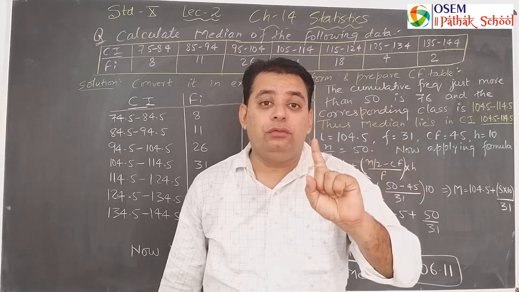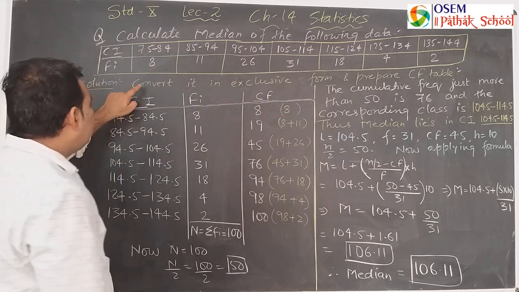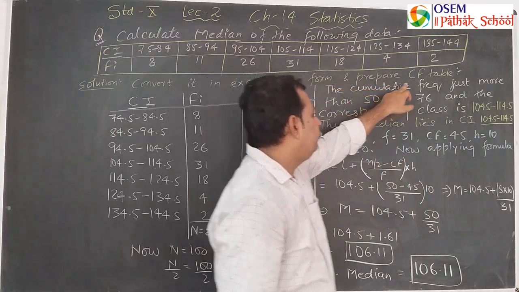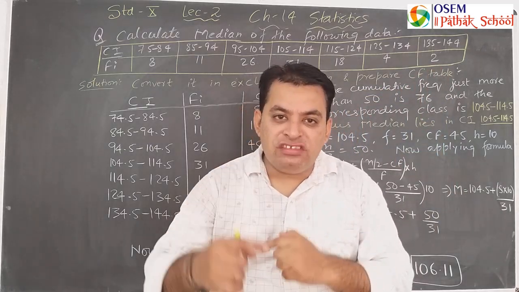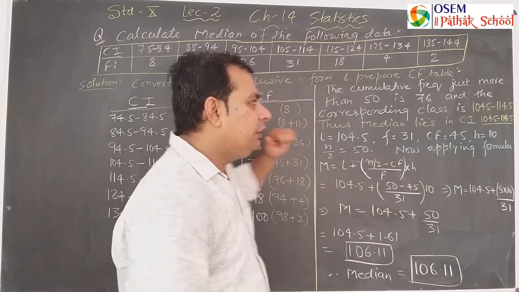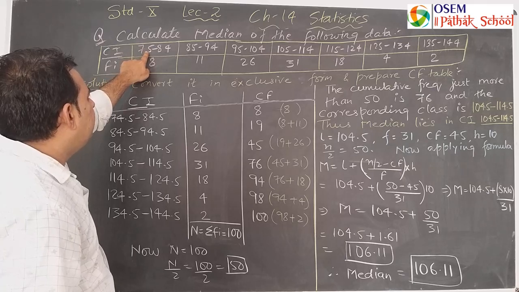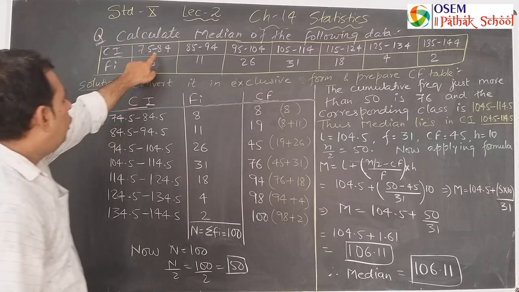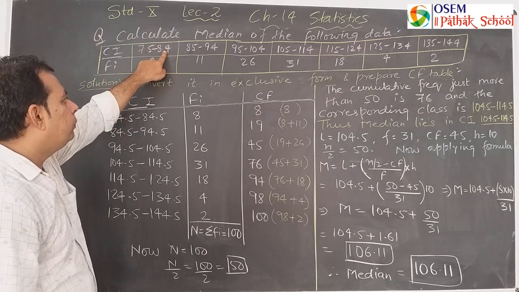Now first convert the inclusive form into the exclusive form. I have written over here, convert it into exclusive form and prepare the Cf table. Cf means cumulative frequency. Keep adding the frequencies, and it will become cumulative frequency. So what we did: from 75 we subtract 0.5, it becomes 74.5, and to 84 we add 0.5, it becomes 84.5.